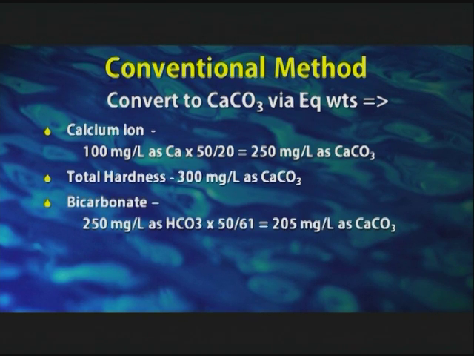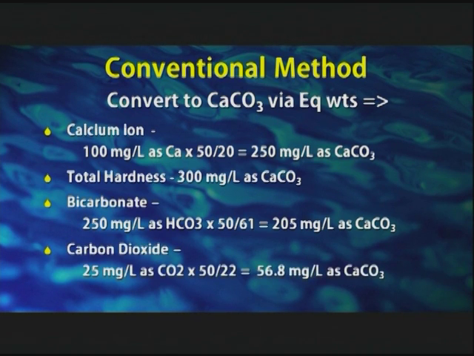The bicarbonate we said was as bicarbonate, so that's 250 milligrams per liter times 50 divided by 61, the equivalent weights of CaCO3 and bicarbonate, to give you 205 milligrams per liter. Carbon dioxide is 25 milligrams per liter. The equivalent weights are 50 divided by 22 for a total of 56.8 milligrams per liter as CaCO3.